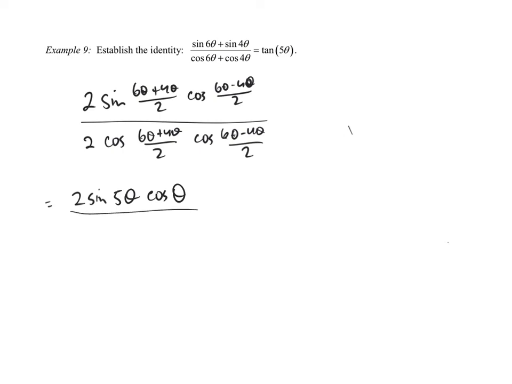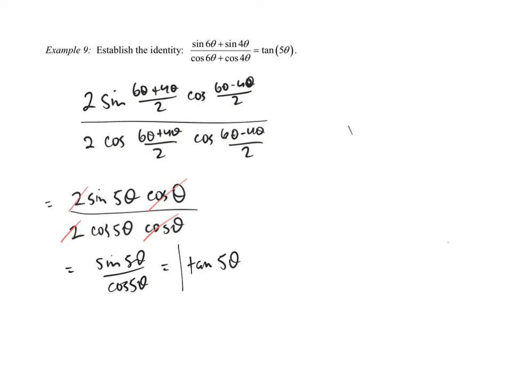And in the bottom, I'm going to have something similar. I'm going to have 2, and then cosine of 5 theta multiplied by cosine of theta. Okay, and then some nice things start to happen. The 2's are going to cancel here. The cosine thetas are going to cancel, and so that's going to leave me with sine of 5 theta over cosine of 5 theta. And using a quotient identity, I know that that's the same thing as tangent of 5 theta, which is what my answer needed to be.